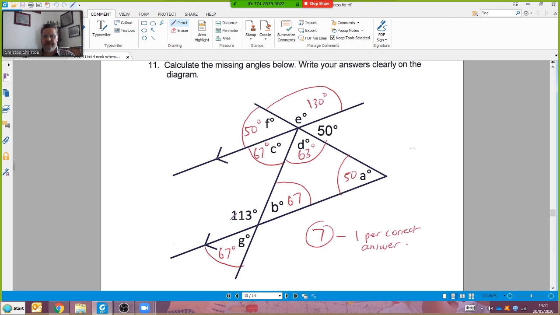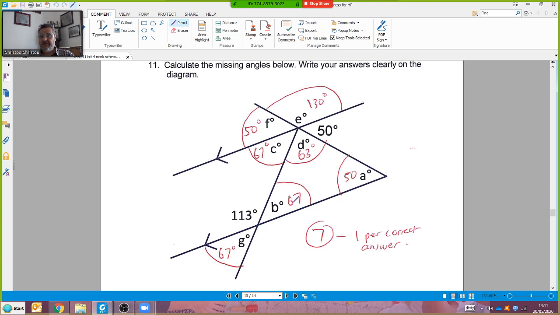Then we're going to go on to B. So I've got 113 outside as an exterior angle to that part of the triangle. If that's 113, angles on a straight line add up to 180. So subtract 113 from 180, you'll get 67. So I've got A and I've got B.